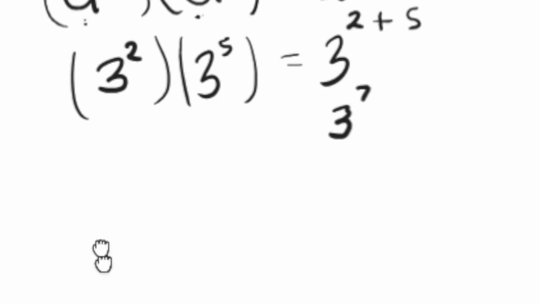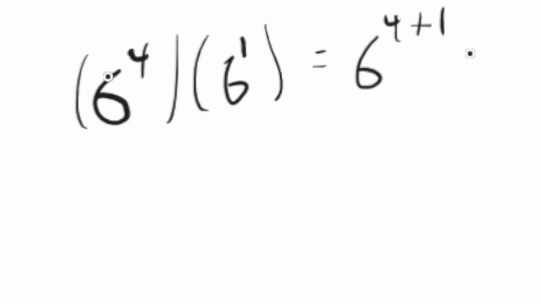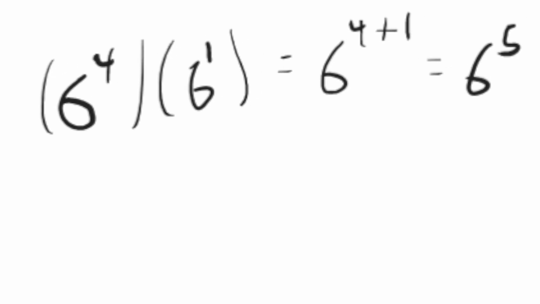Let's look at another example. So let's say 6 exponent 4 times 6 exponent 1. So this one is going to give me 6 exponent 4 plus 1, which is 6 exponent 5. So very, very important. Let's look at another example.